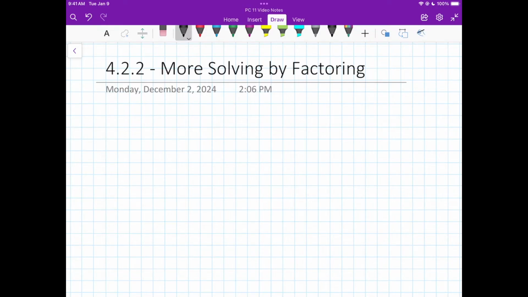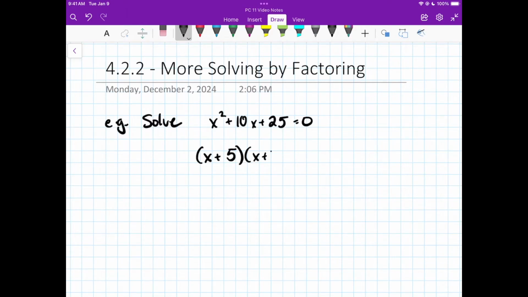So going straight into it. If you had to solve something like, let's say, x squared plus 10x plus 25 equals 0. Pretty innocuous looking, right? It's a pretty standard looking quadratic. We're solving by factoring, remember, so our first thing we're going to want to do is, of course, factor this. And so multiplying to 25, adding to 10, that's actually going to be 5 and 5. So when we factor this, we get x plus 5 times x plus 5 equals 0.